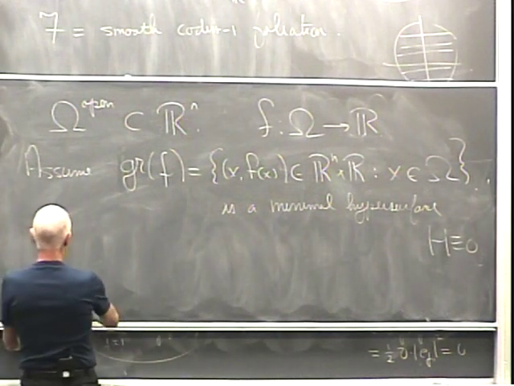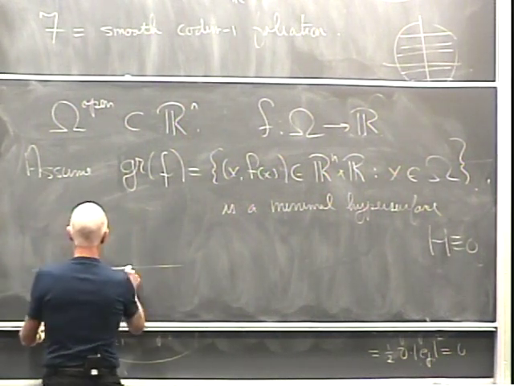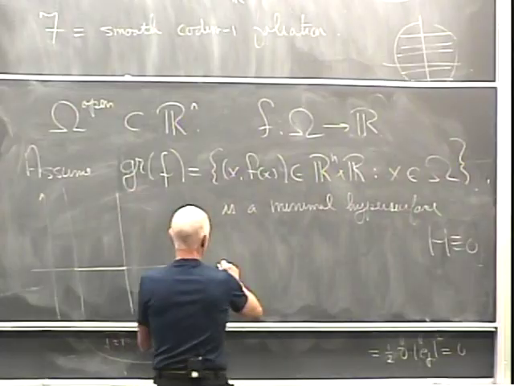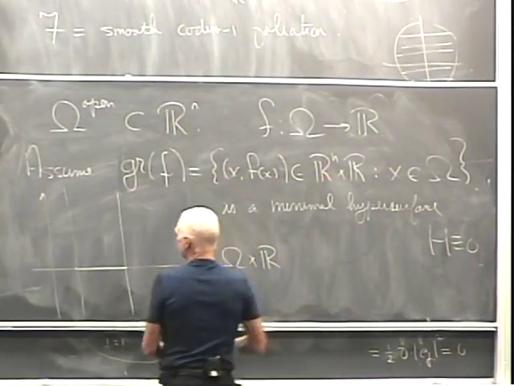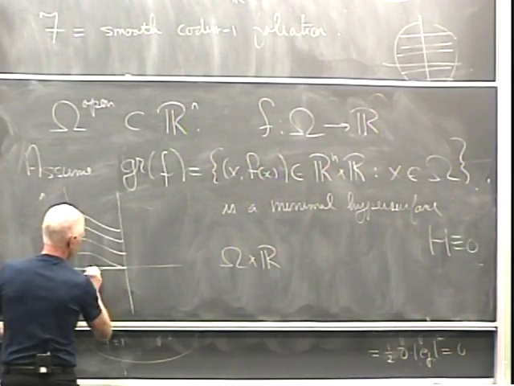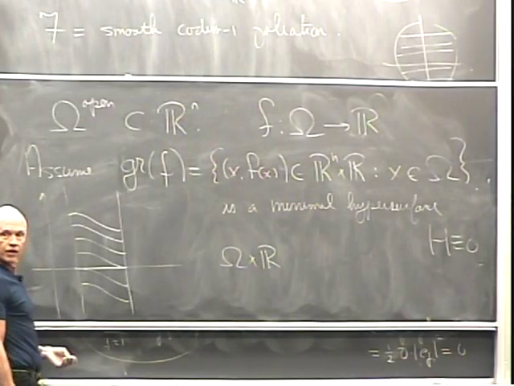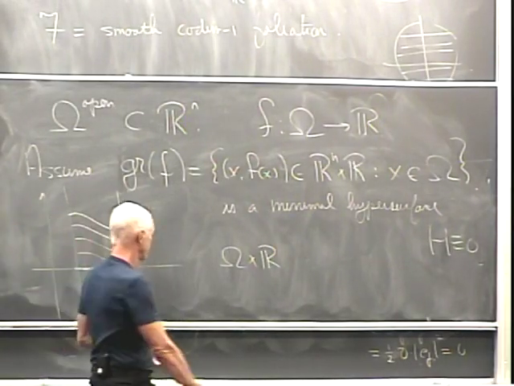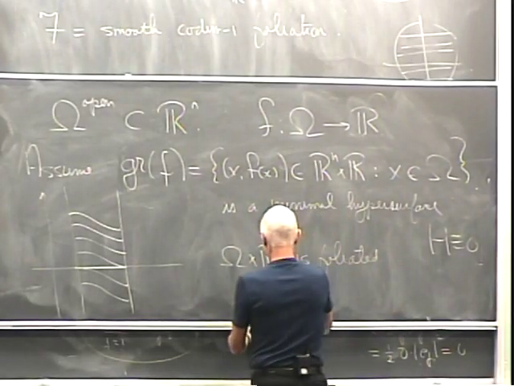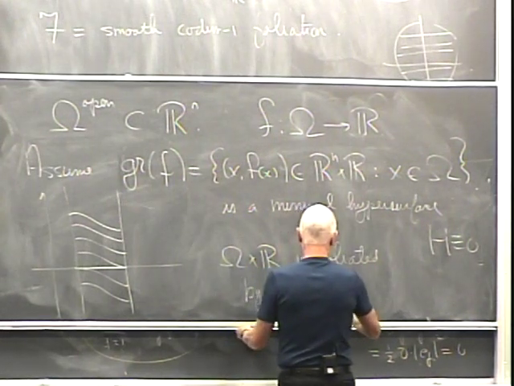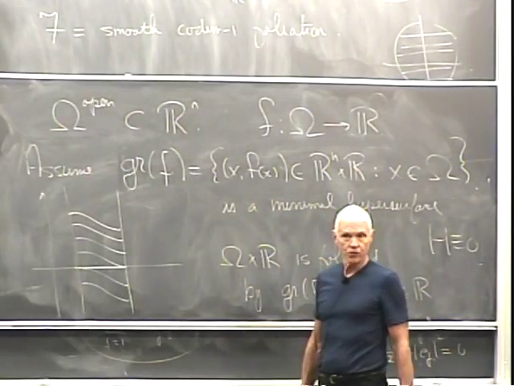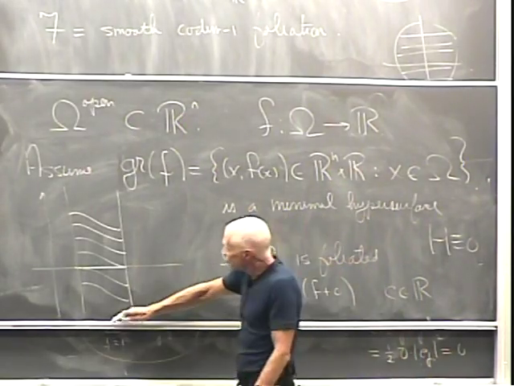Now, where do you get a foliation? Well, it's very easy. Here's the domain in Euclidean space. And now let's look at omega cross R. And this is foliated. Here's the graph. Now you just translate the graph. Just look at the graphs of f plus a constant. It's foliated by the graphs of f plus c for c in R. And they're all minimal. The translate of a minimal surface is minimal. So you now have this foliation.